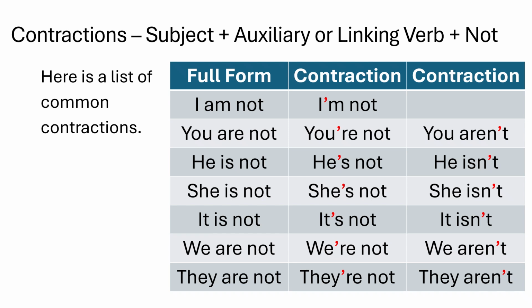Here is a list of common contractions. These contractions are made up of the subject plus the auxiliary or linking verb to be in the simple present tense plus not. It is an auxiliary verb when it is a helping verb to show the present continuous tense. It is a linking verb when it comes before a predicate noun or predicate adjective that renames the subject.